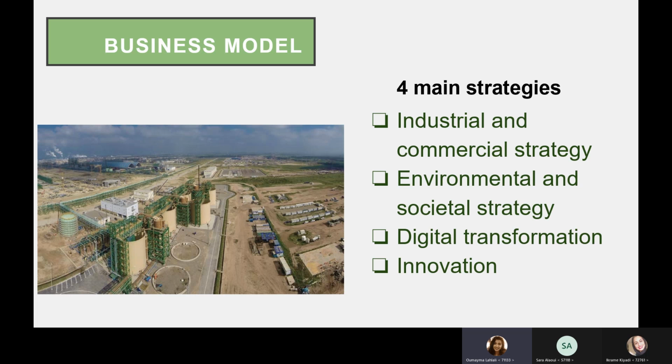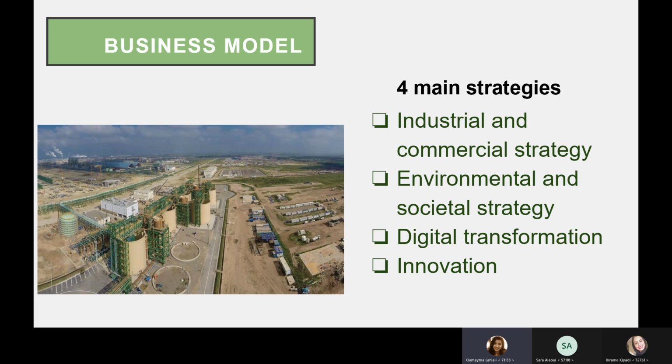So moving to the business model. The first one is the industrial and commercial strategy: the vertical convergence, organization, cost reduction, and economies of scale. Through its strong presence in the three sectors of the value chain, rock, acid, and fertilizer, as we said before, OCP has a special role in the industry.